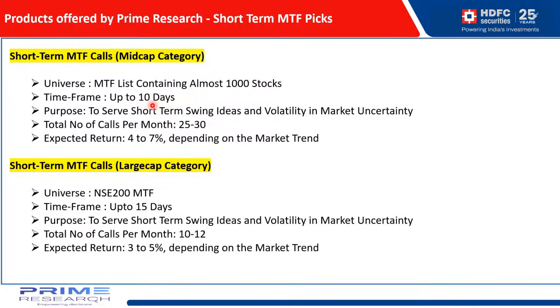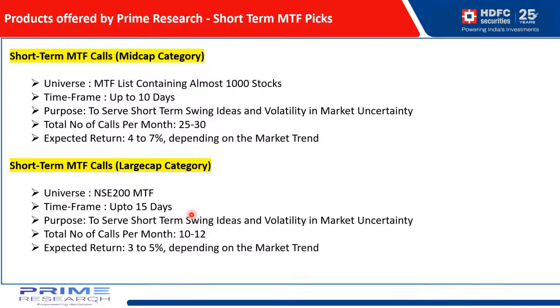Here we are trying to serve short-term swing ideas amid volatility and market uncertainty. The number of calls that we come out with in this particular segment is around 25 to 30 recommendations in the mid-cap for the short term, with every recommendation having a 10 days time horizon. Whenever markets are not in a bullish phase positionally, we give more calls on the short-term MTF side. So this is the mid-cap category. We have a special category in the large cap also, where we come out with short-term ideas in the large-cap category, which belongs to the NSE 200 universe.